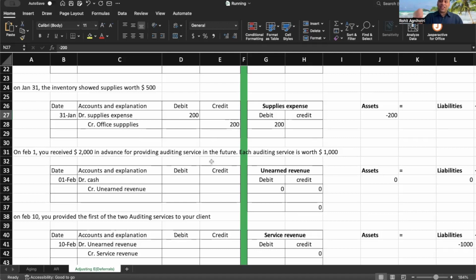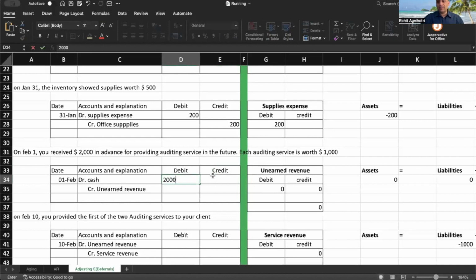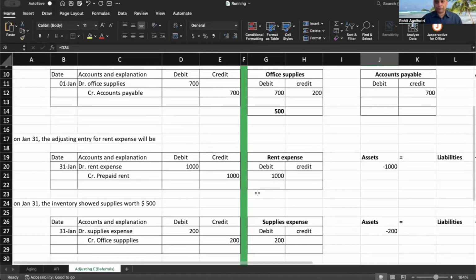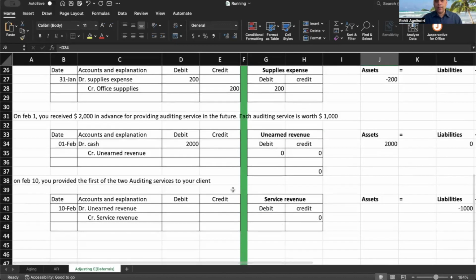So this time cash came in your business. Okay, the first one, the easy one, is $2,000 cash came in. Let's see what happened on our T account. So you can see this debit entry here. $2,000 came in, so debit $2,000 cash. Okay. At the same time, now you will record something called unearned revenue. Okay, $2,000.